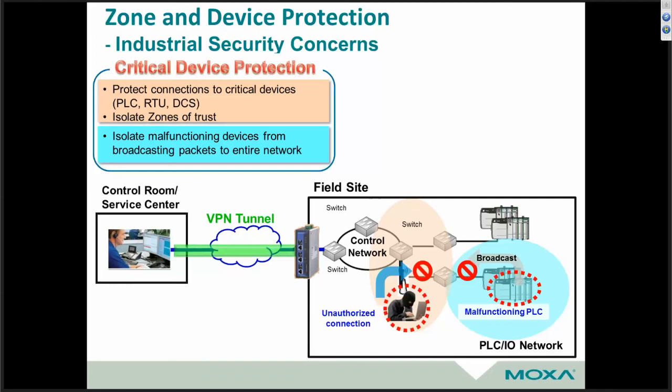There also could be the need to protect against a malfunctioning device, like a malfunctioning PLC, or maybe an unauthorized connection has caused a device to malfunction and can cause problems such as broadcast storms and things like that. So there's a need to isolate those devices as well. The way we do that is by implementing a secure router with firewall and/or NAT features.